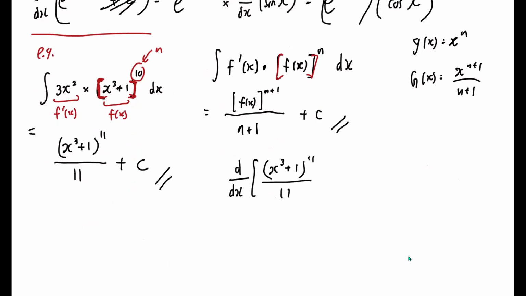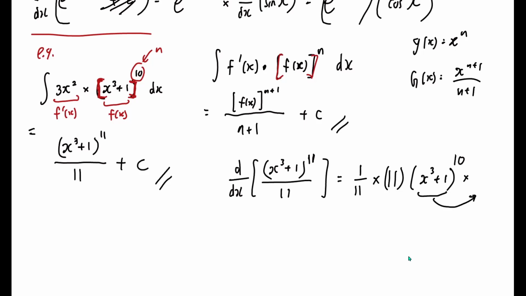So let's see if we get back the same integrand, the thing you are trying to integrate. 1 over 11 you factor out. Differentiate x cubed plus 1 to the power of 11. You bring down the whole power, then times x cubed plus 1, keep the same base, but minus 1 to get the new power. Don't forget to use chain rule. Differentiate x cubed, what do you get? 3x squared. Anything to cancel away? Yes, 11 cancels away. Then you are left with x cubed plus 1 to the power of 10 times 3x squared. Rearrange, I get 3x squared in front, multiplied by square bracket x cubed plus 1 to the power of 10.